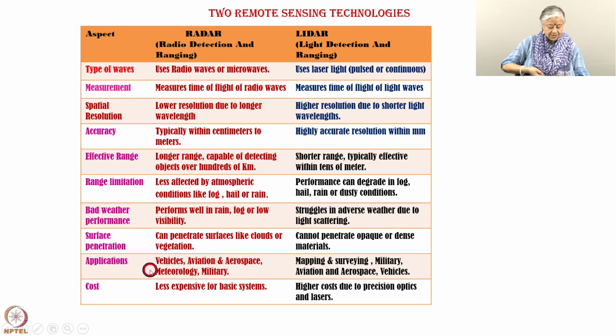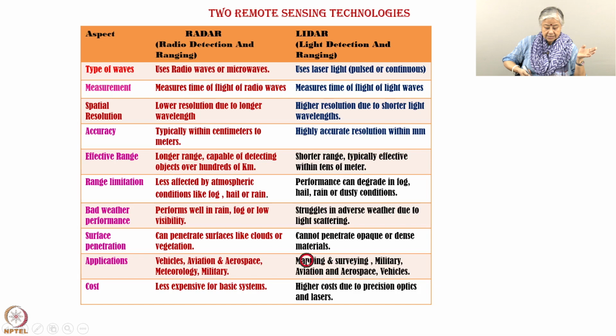Then here I just give the applications. Radar can be used to detect vehicle movement, and in aviation and aerospace. There are a lot of applications of radar. You know the position of aviation, military installations and such things, or aeroplanes, satellites and such things. It is also used in meteorology, and it is also used in the military, of course, to detect military objects that are of interest to you.